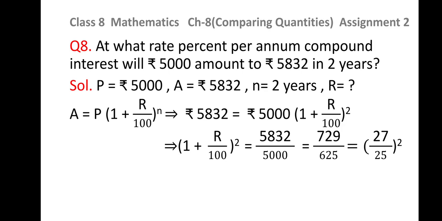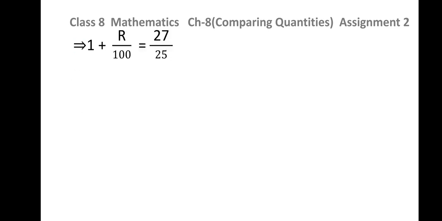729 is the square of 27, and 625 is the square of 25. So in this manner, after cancelling out, you will get square terms, and you need to find the square root of the numerator as well as the denominator. Here, as n is given to us as 2 years, it will be (27/25)². Now, as the square is on both sides, we are left with 1 + R/100 equal to 27/25.